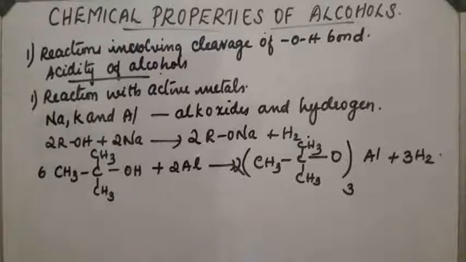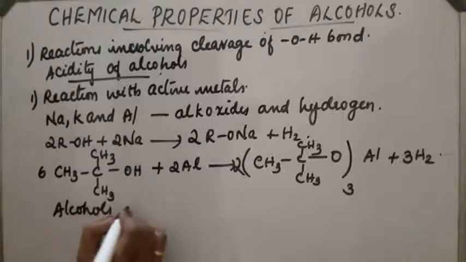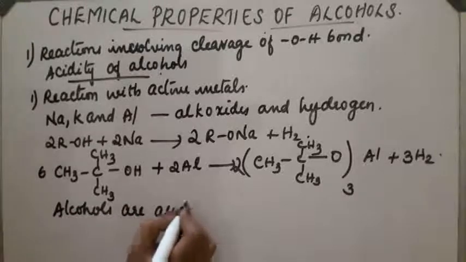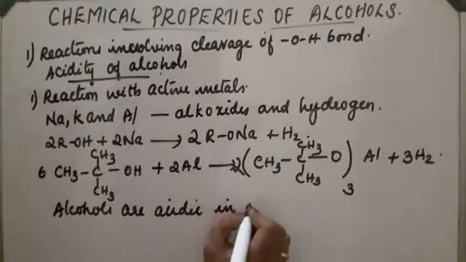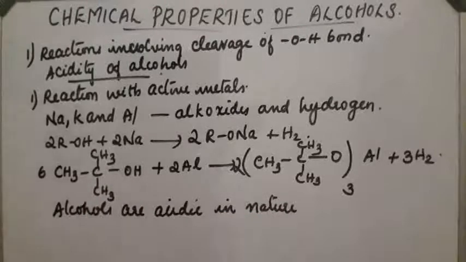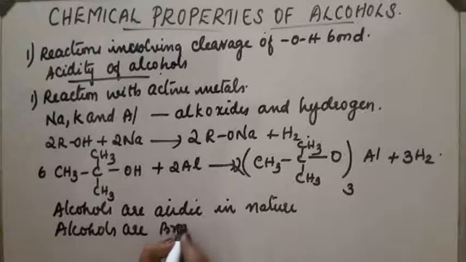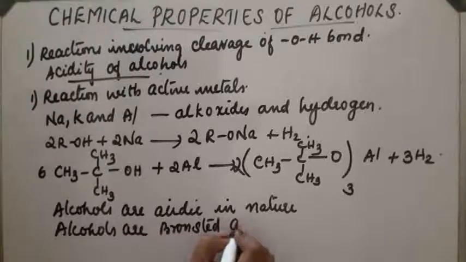This reaction shows that alcohols are acidic in nature. Because in this case the OH bond is broken and H is removed, hydrogen gas is obtained. So alcohols are acidic in nature. So we can say that alcohols are Bronsted acids.